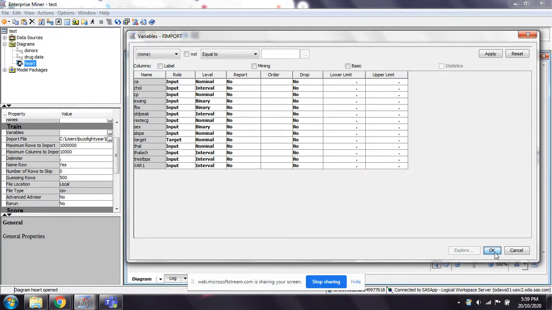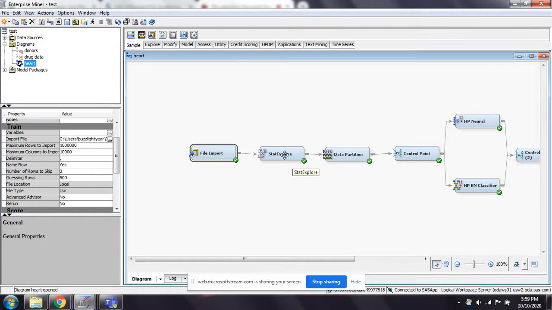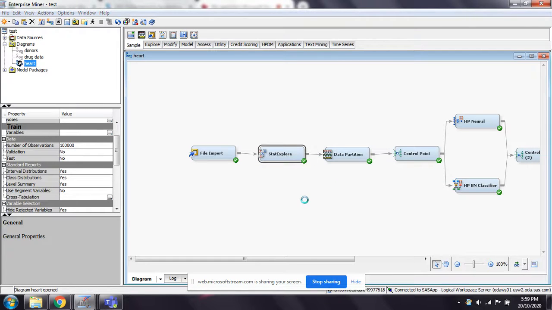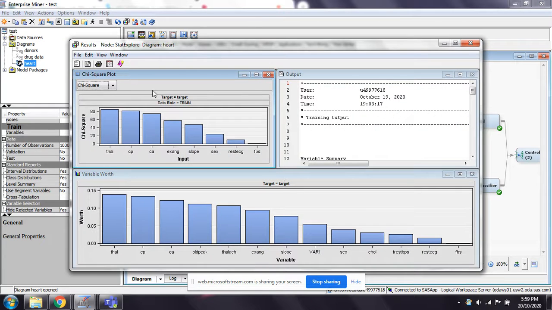Let's take a look at the EDA of the data. Here we can see that the StatExplore node will show some information on whether the variables are related with the target variable. We can see in the chi-square table that these variables have a chi-square statistic value showing whether they are related with our target variable.